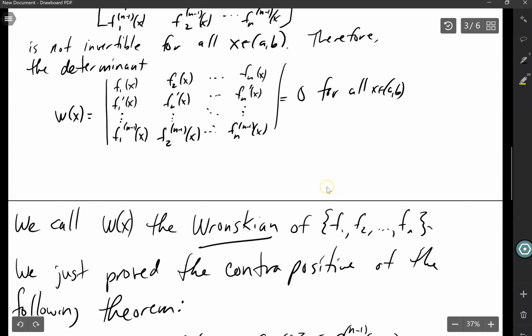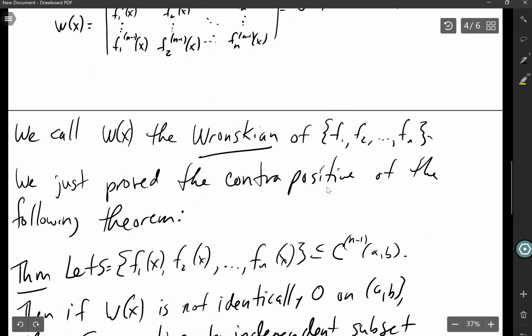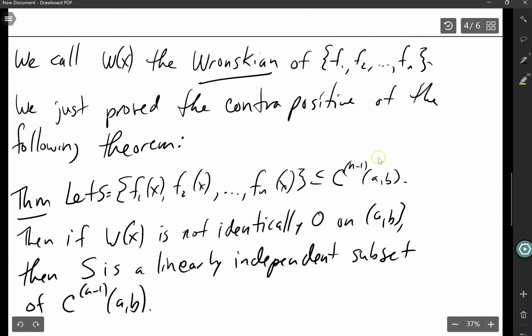And what we just proved was, remember the assumption was that the set was linearly dependent, and we proved that if it's dependent, then this determinant is 0, no matter what we plug in for x. So the contrapositive of that is that if we have a subset of n differentiable functions, and the Wronskian is not identically 0, meaning no matter what we plug in for x we don't always get 0 out, then we had to have had a linearly independent subset to start with. So this gives us a check for whether a subset is linearly independent.